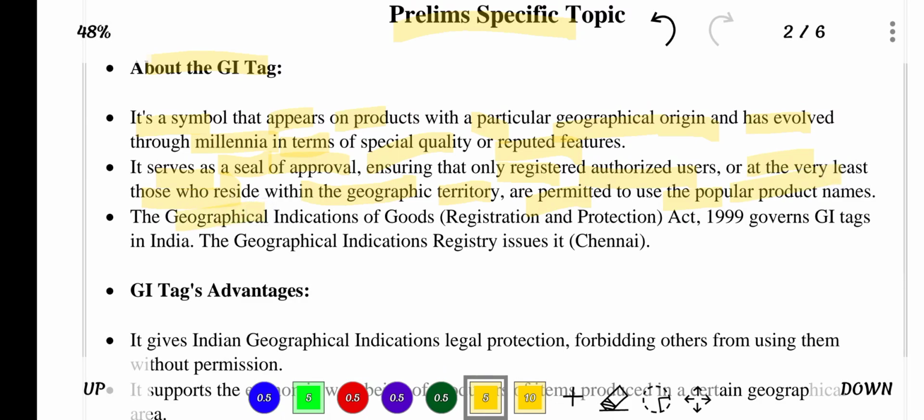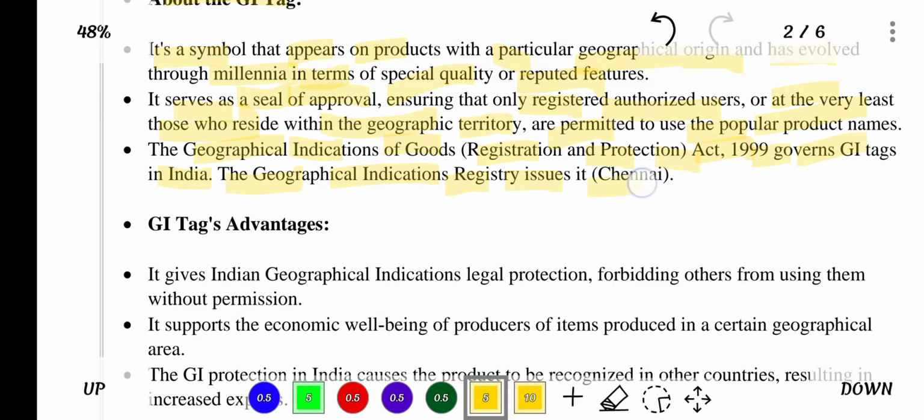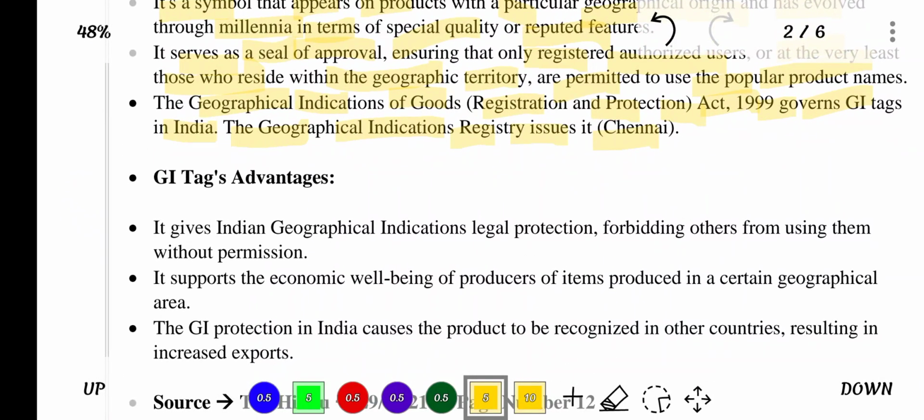The Geographical Indications of Goods (Registration and Protection) Act 1999 governs the GI tags in India. The Geographical Indications Registry issues it, which is located in Chennai in the state of Tamil Nadu in India.